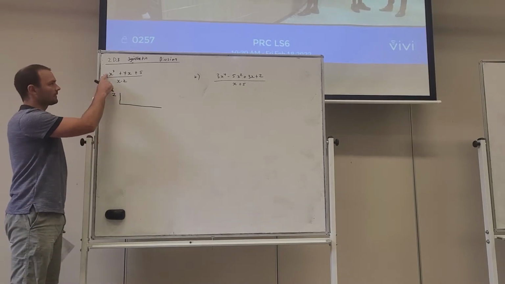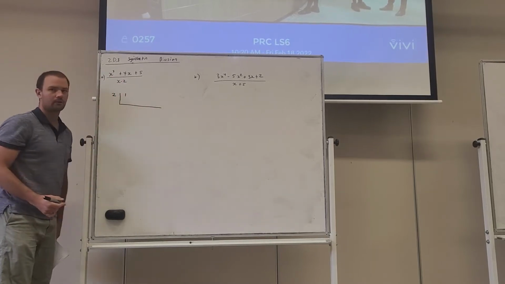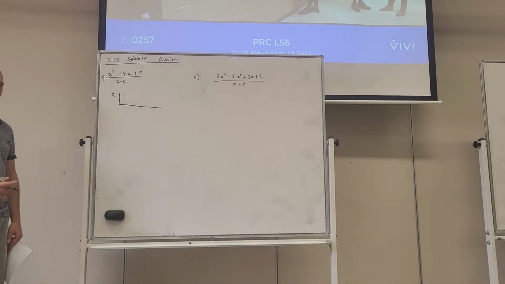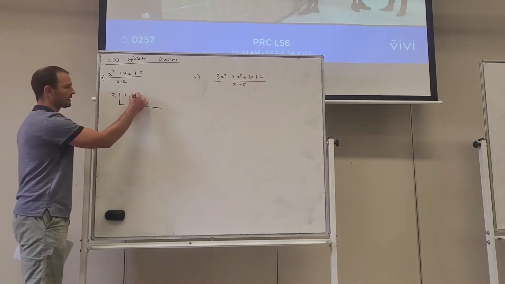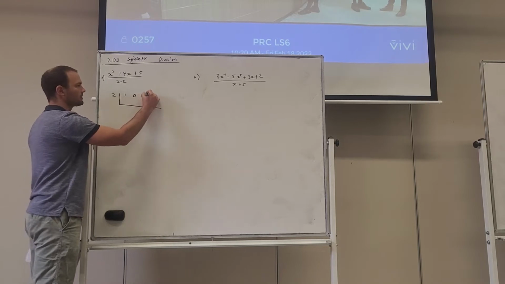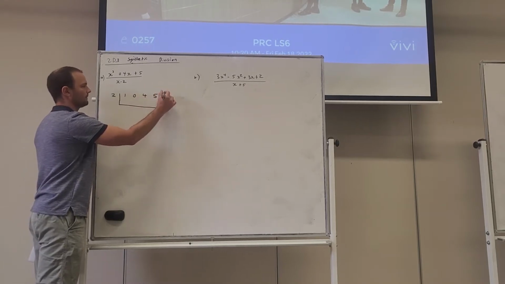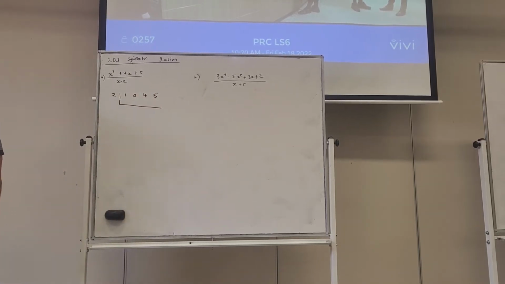So you can see I've got one lot of x to the power of 3. We need to do the x squared term even though there is none. We've got 0 lots of x squared, we've got 4 lots of x, and then we've got 5. So we're just putting those numbers in.